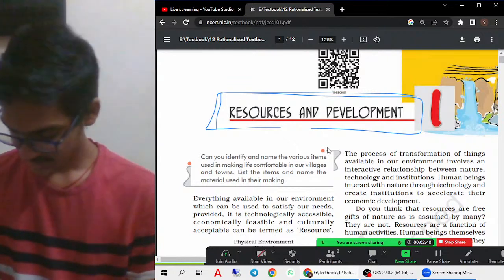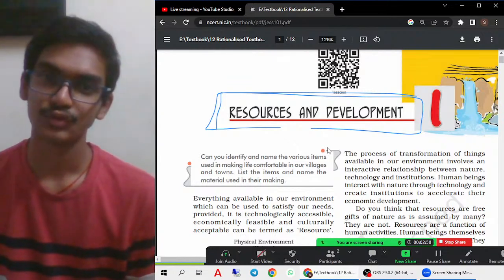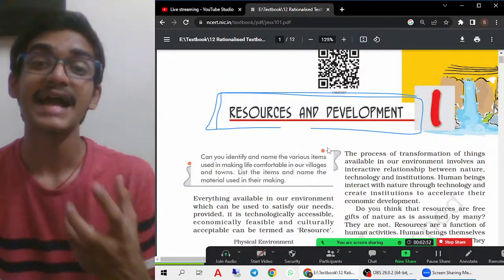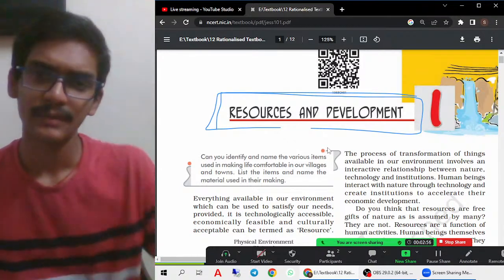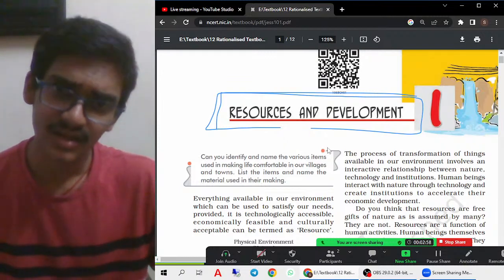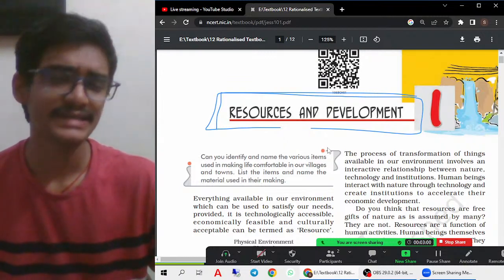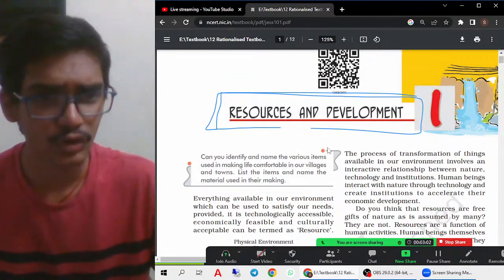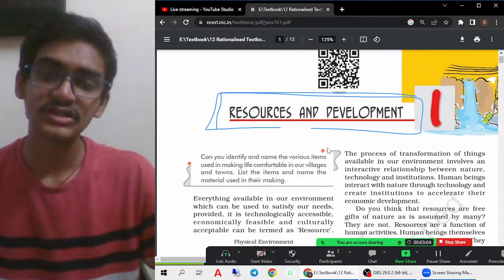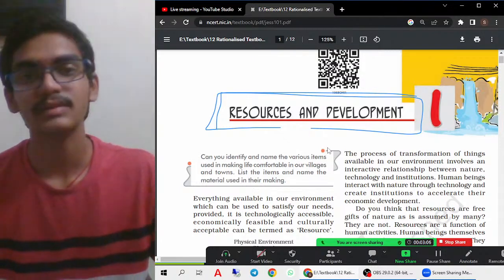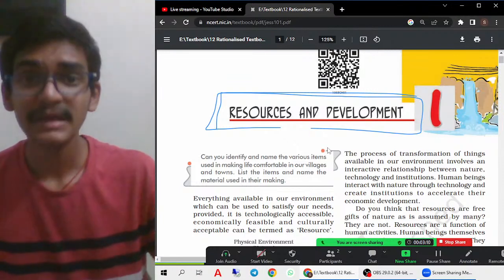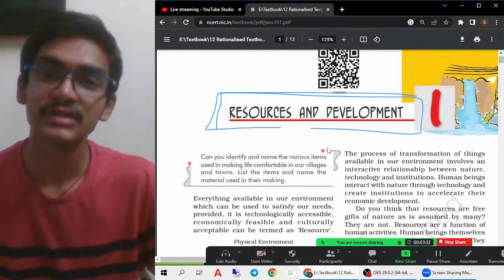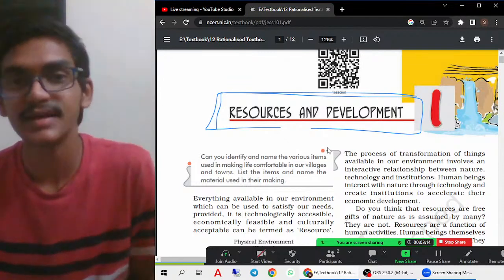Now let us first understand what actually a resource is. Resources are nothing but things which can satisfy human needs. For example, it may be iron, or furniture, or wood, or food, any substance which will help in satisfying human needs, which will help in making human life better and more comfortable. Those kinds of things are referred to as resources.